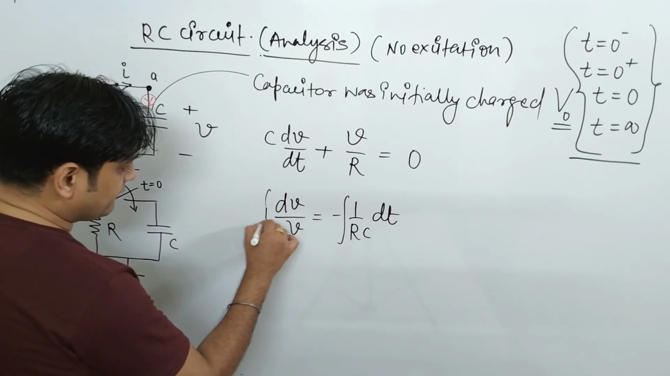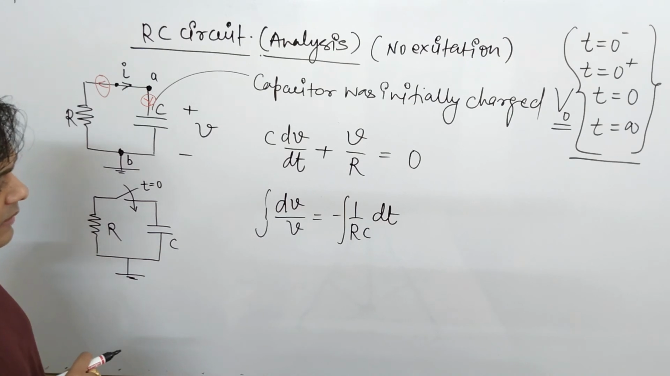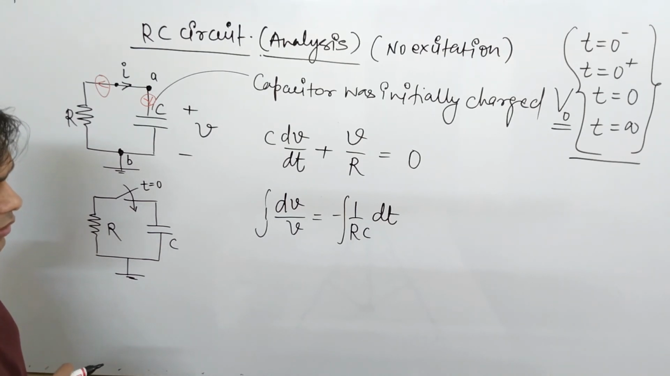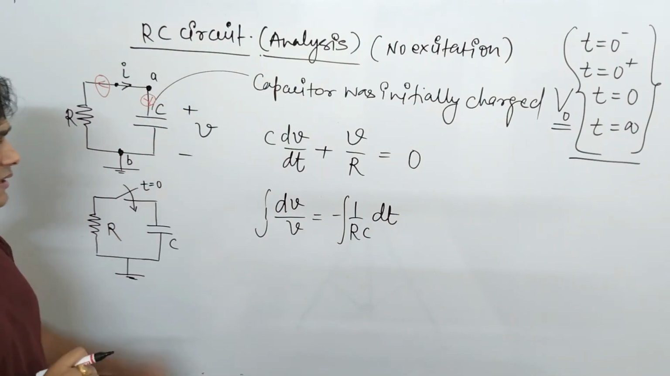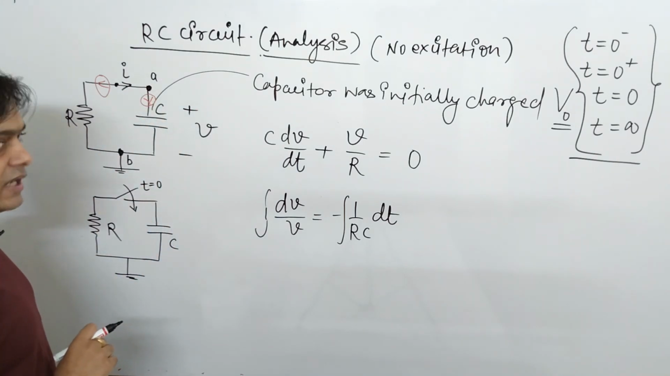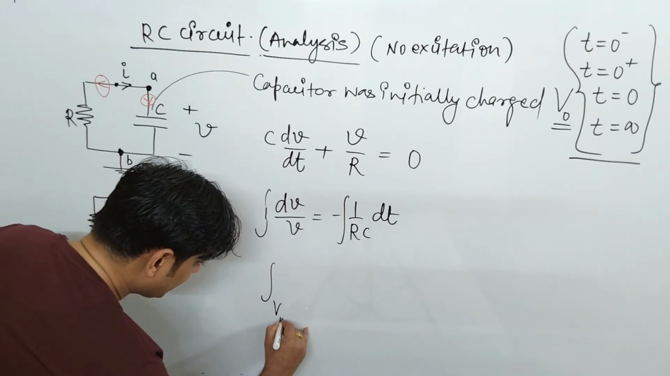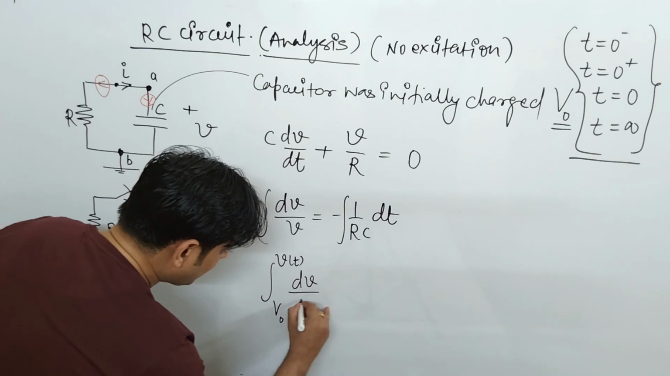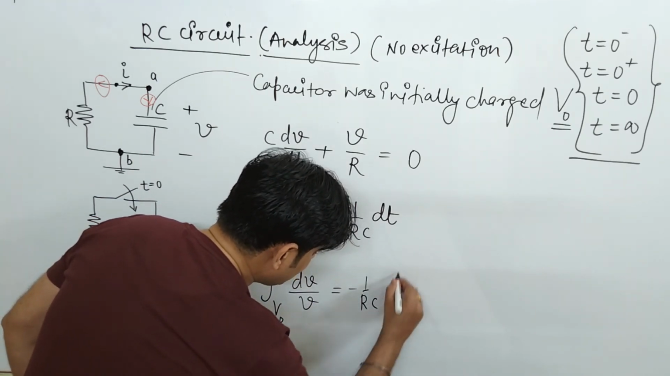While we are going for the integration, we have to consider some limits. As I said, the capacitor is initially charged by some voltage V0, and V is the voltage we are considering which is appearing across capacitor C. So the limit here is V0 to V(t), since it is a time-dependent voltage across the capacitor, which I already explained to you.